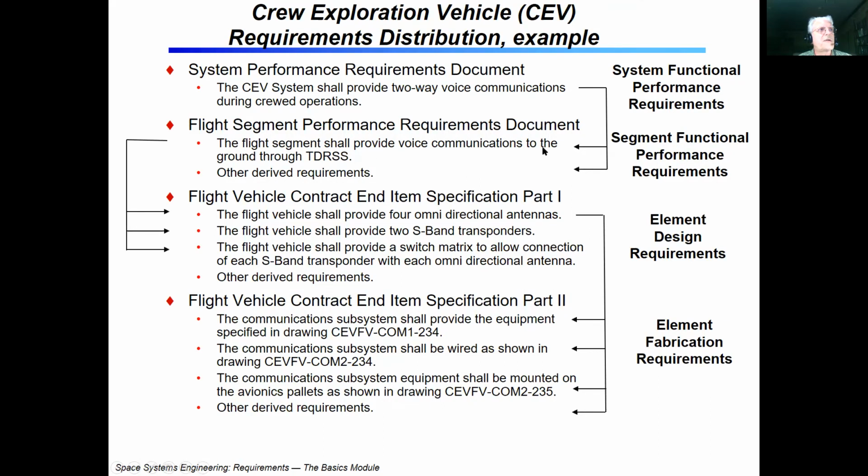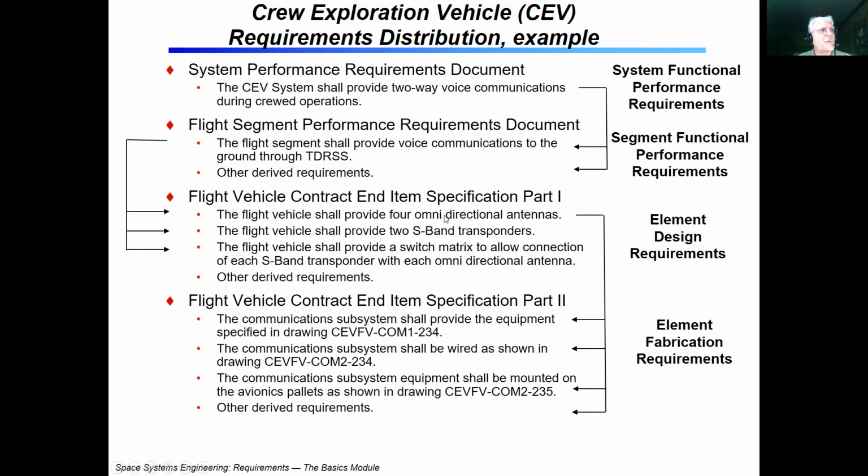Flight segment shall provide voice communications through TDRS. All right, and there's probably other requirements. Well, that flight segment providing voice communication through TDRS flows down into more detailed requirements. Flight vehicles shall provide 4 omnidirectional antennas. Flight vehicles shall provide 2 S-band transponders. Flight vehicles shall provide a switch matrix, and so on.